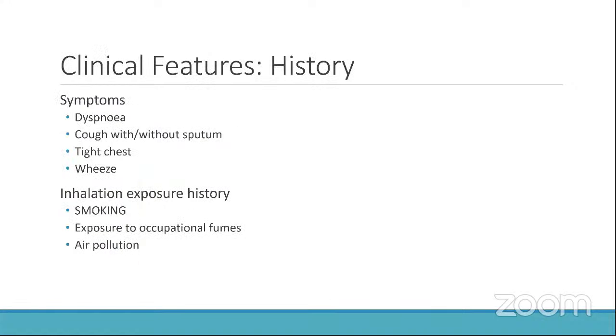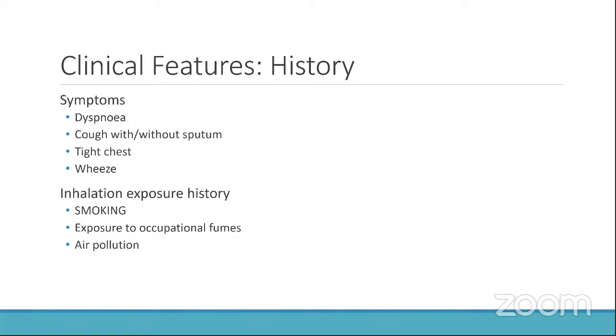If you are in a clinic and you have a patient who you suspect might have COPD, these are the few important things to look for in the history. Here are the symptoms that the patient might present with. They include dyspnea, cough with or without sputum, tight chest, or wheeze. The most important part of the history taken is the history of inhalation exposure, mainly cigarette smoking. It is important to also calculate the pack year history in patients who smoke, as the risk of developing COPD increases with the number of pack years. Other exposures also include occupational exposure and air pollution.